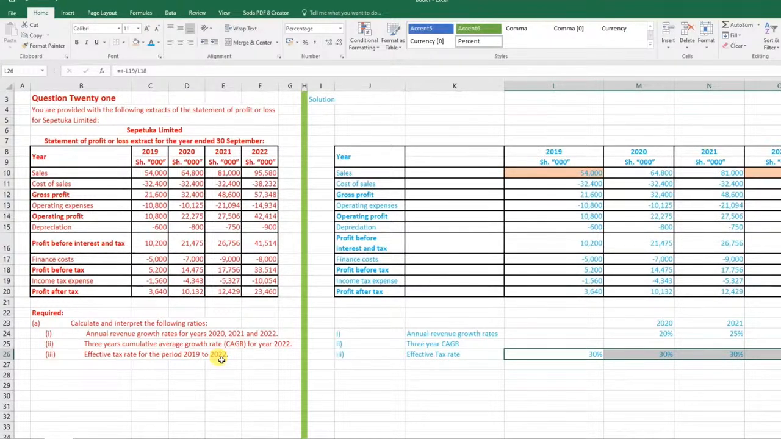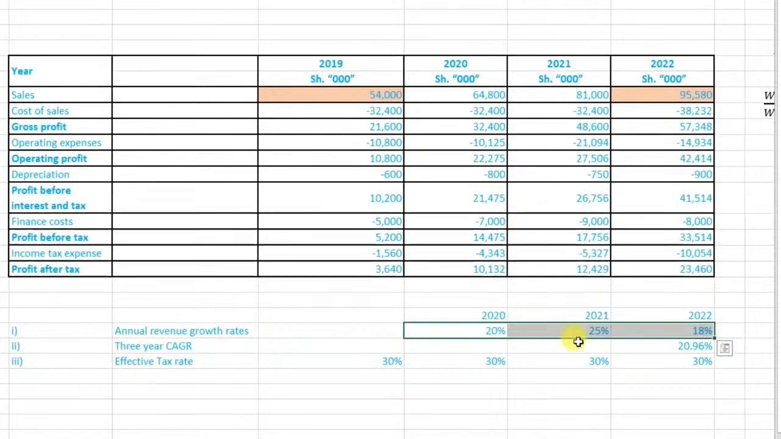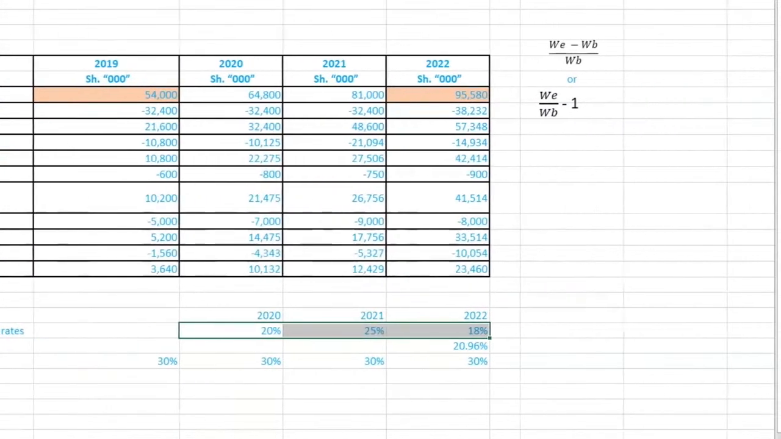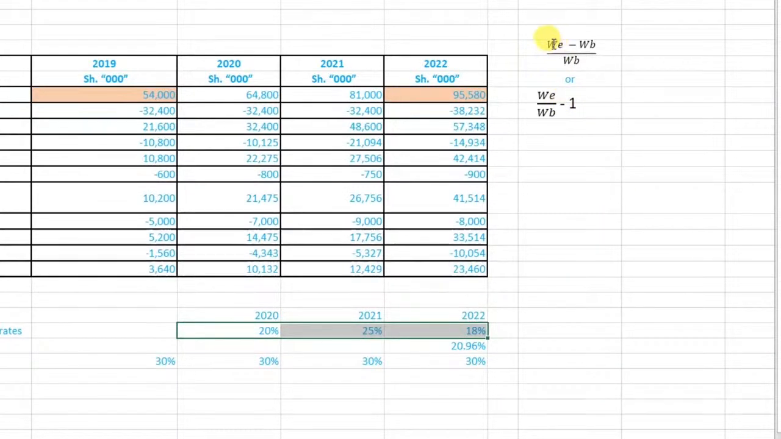Before we conclude, let's just recap what we've just discussed. In part 1, they wanted us to compute the annual revenue growth rates for years 2020, 2021, 2022. And you can see we had already computed them right over here. How we compute the annual revenue growth rates, we have the formula on the right of our screen here. Value at the end minus value at the beginning divided by value at the beginning. Or short form, value at the end divided by value at the beginning minus 1.